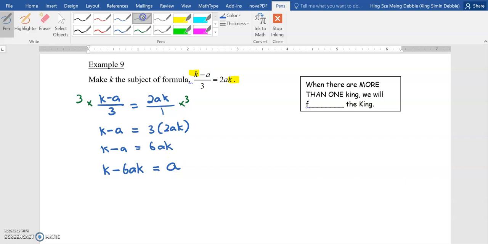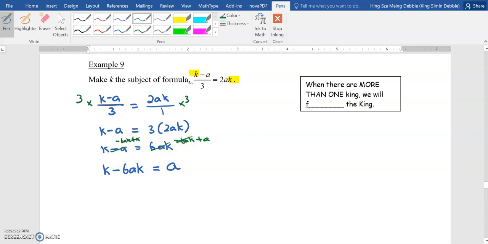How did I get this? I make all my K's disappear from the right side. And because I did that to the right, I have to do it to the left. And then I make my A disappear from the right side. So I actually have to add them. So that's where A and A are gone.